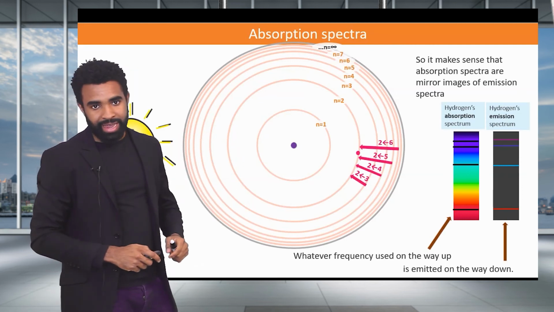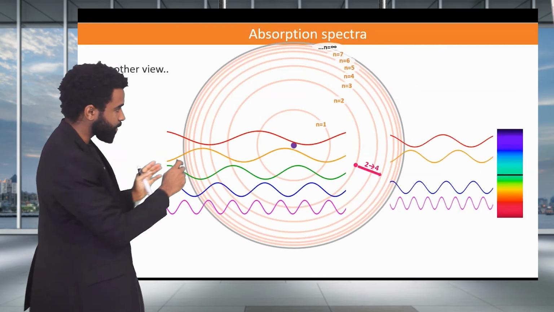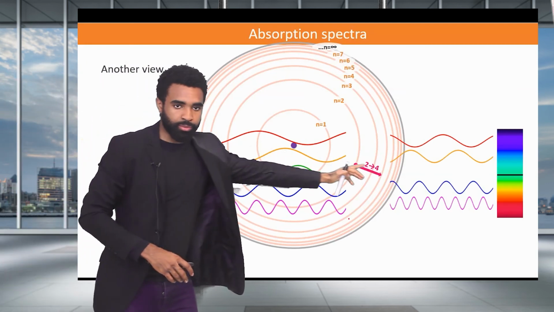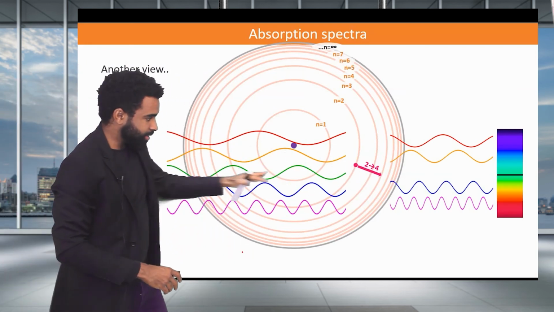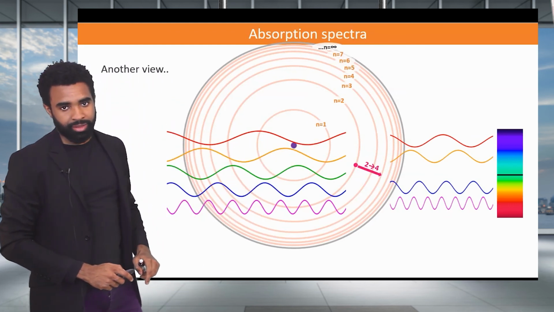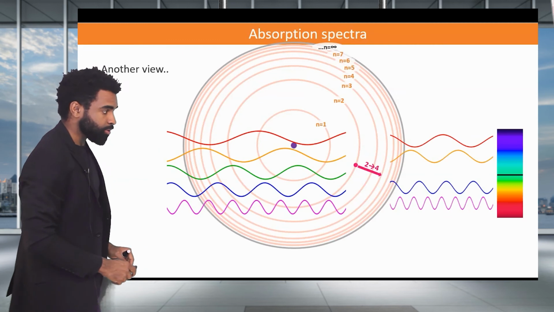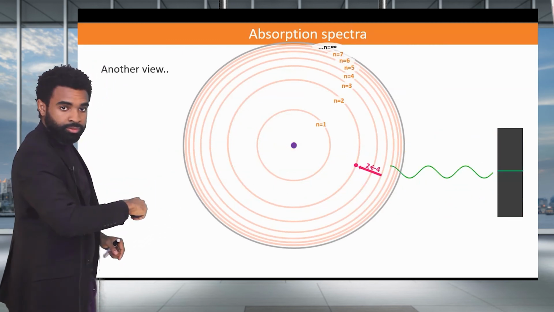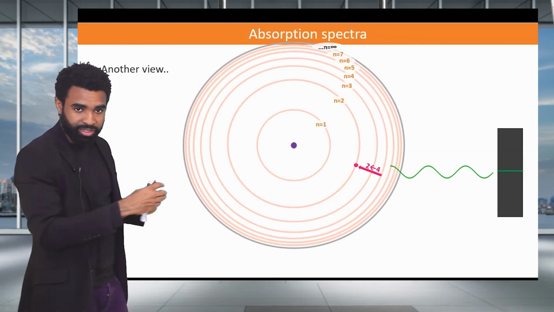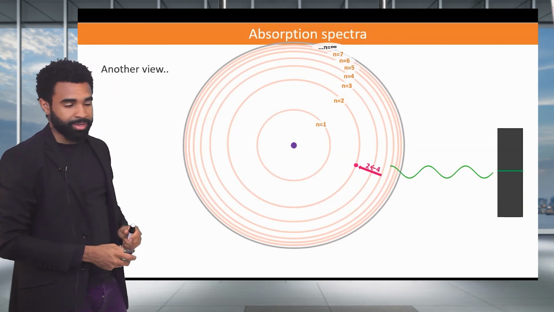Because whatever frequency is used on the way up is basically pushed back down or pushed back out on the way down. Here's another visualization of that idea here. Here, this electron is jumping from 2 to 4. It absorbs this green wavelength, therefore creating that absorption line on that spectrum there. And when it's dropping down, then we create the emission line there. So that's the relationship between the absorption and the emission line spectra.